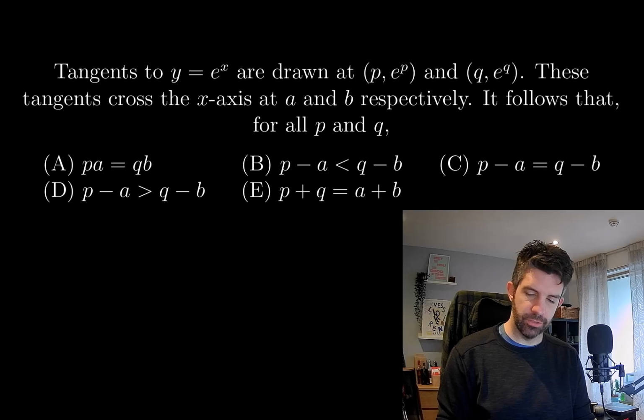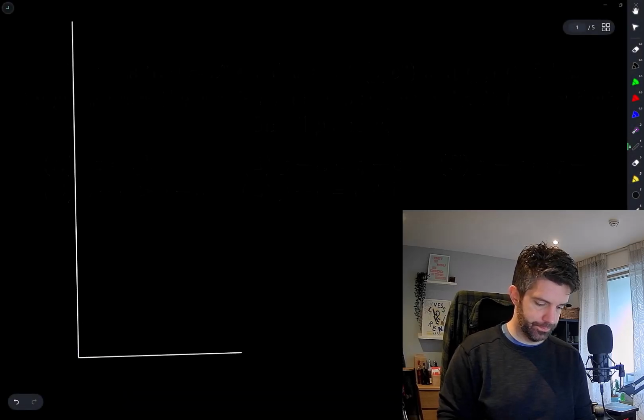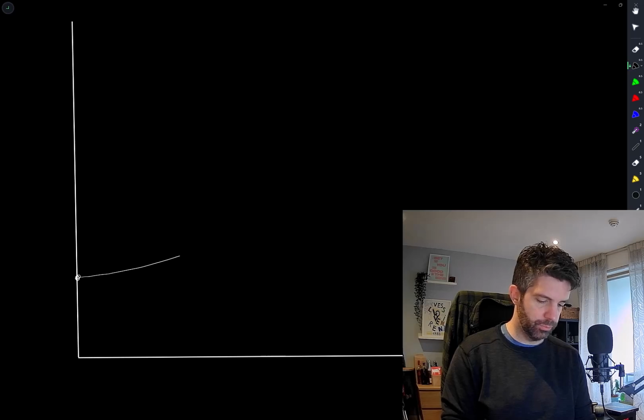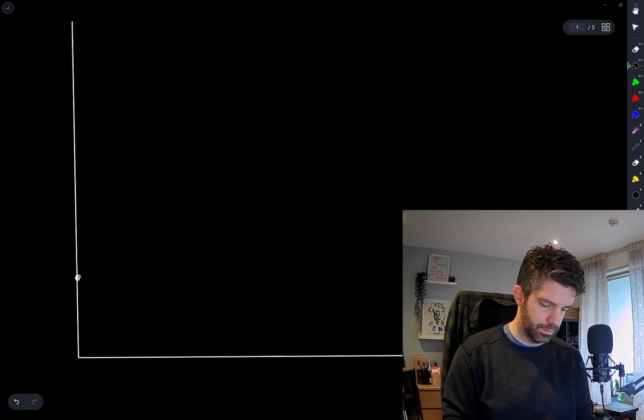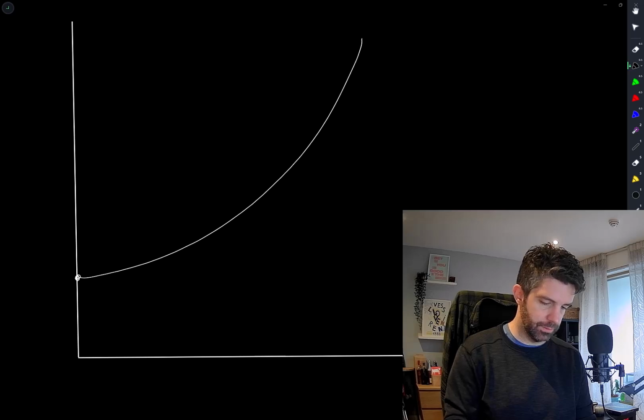I'm going to suggest we just draw a figure and try and figure out what's going on here. I suppose maybe the way to go, I know I've only drawn this for positive values of x, but I think hopefully that'll be sufficient for what we're trying to do. I need something a little bit steeper.